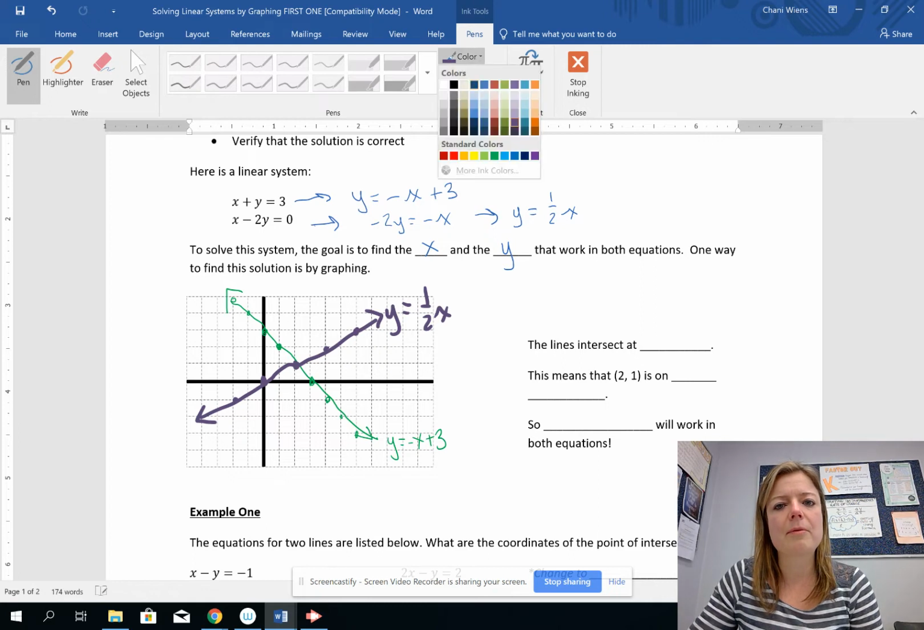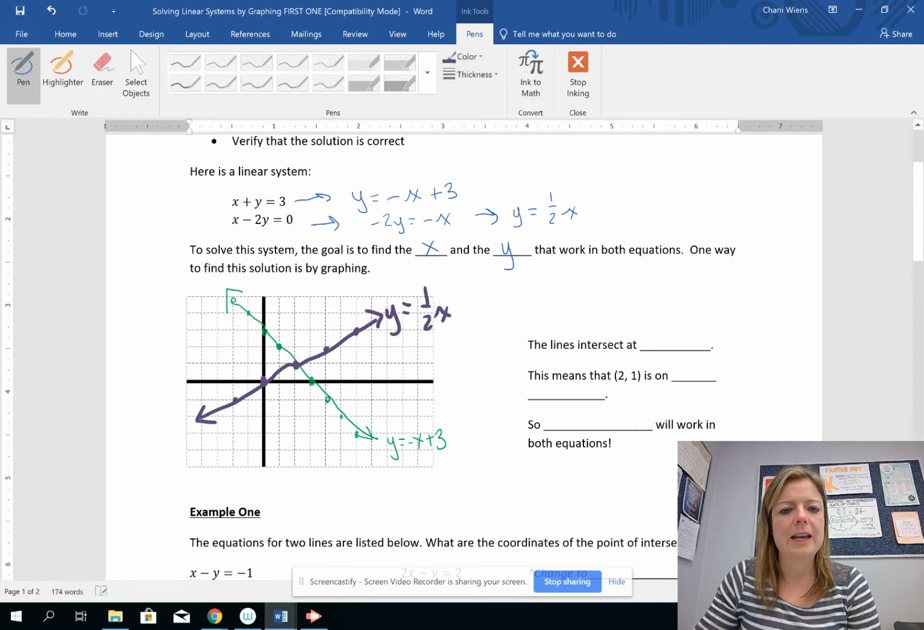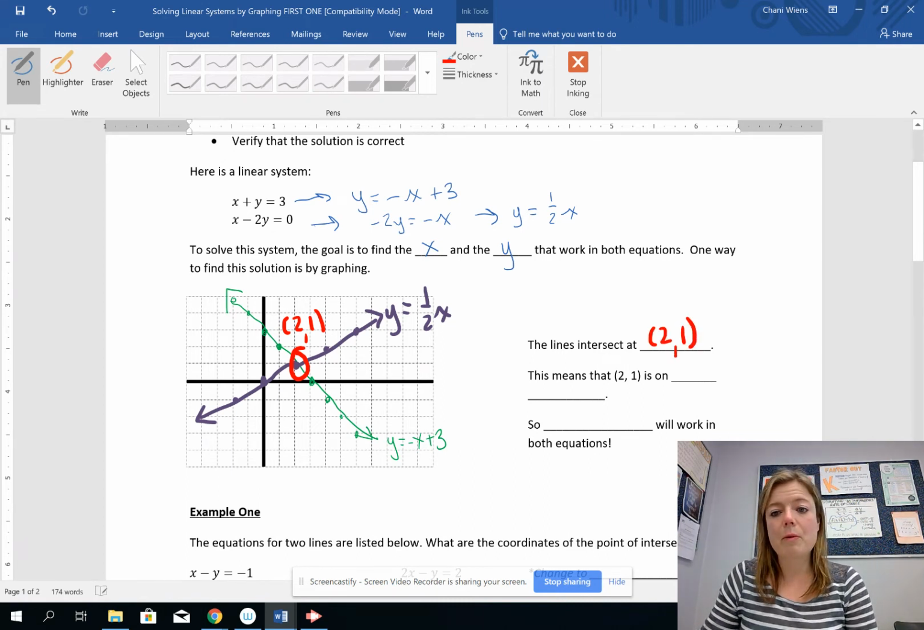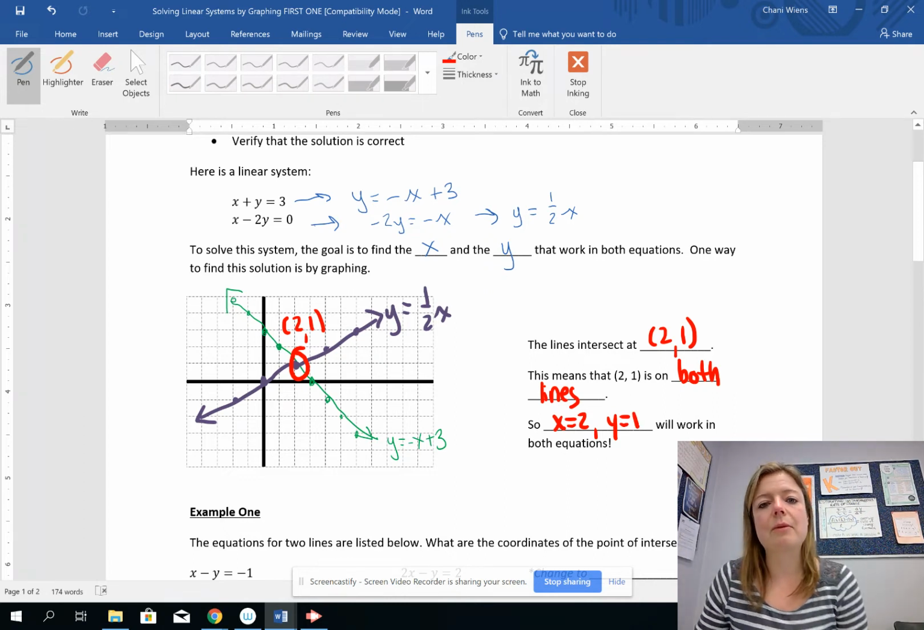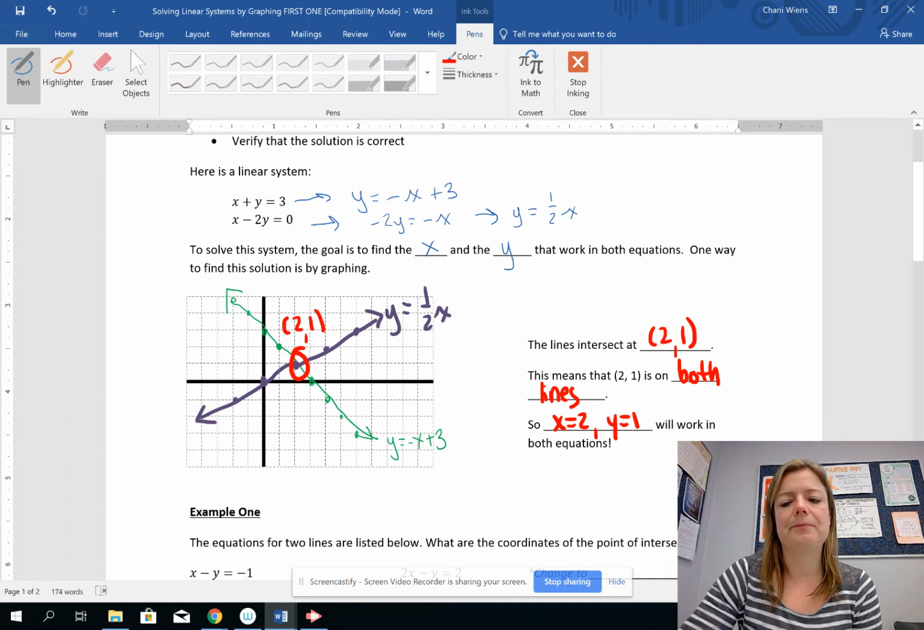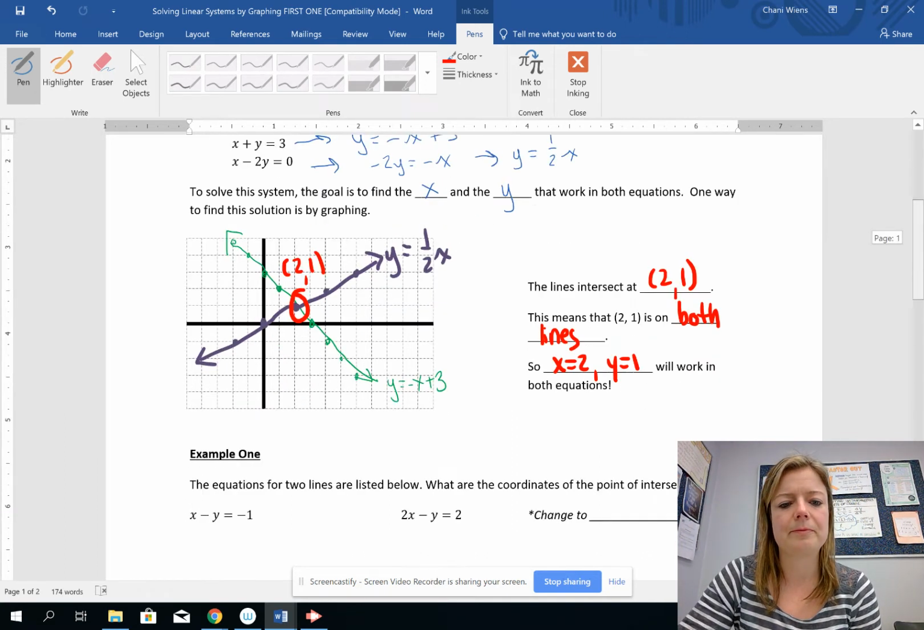Okay, so my point of intersection is my solution right here. And you can see that that is 2, 1. So the lines intersect at 2, 1. So that means that the point 2, 1 is on both lines. So that means that if I put x equals 2 and y equals 1, that will work in both equations. So that will satisfy both equations. Let's go on to the next example.